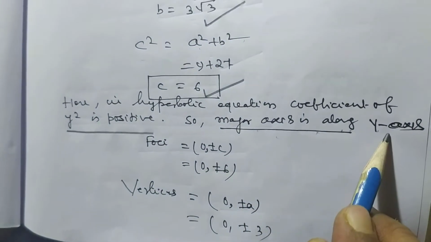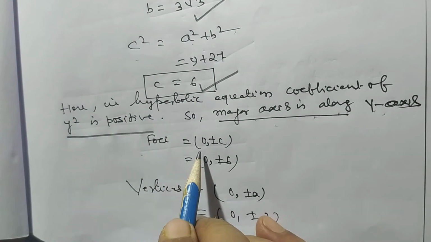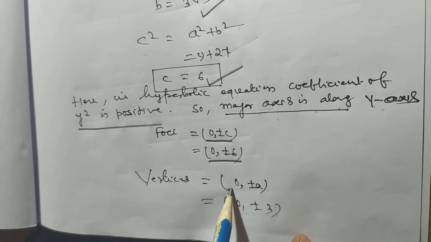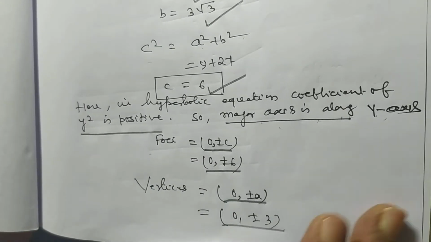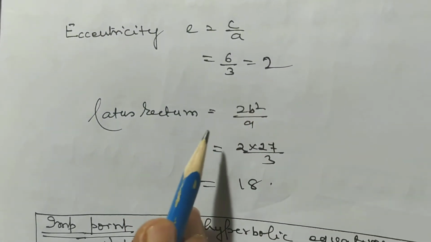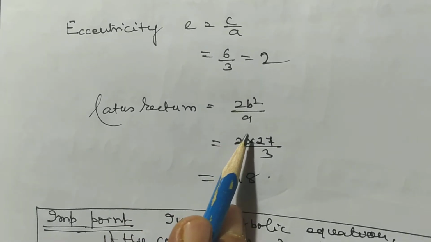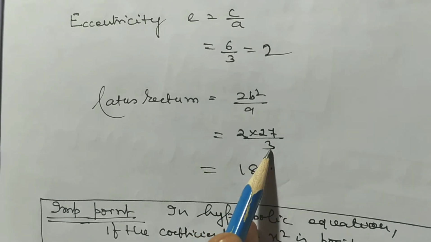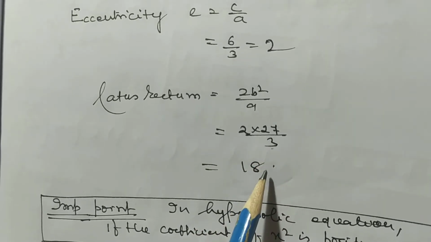The coefficient of y square is positive, so the major axis is along the y axis. Now foci is equal to 0 plus minus c, that is 0 plus minus 6. Vertices 0 plus minus a, that is 0 plus minus 3. So eccentricity is equal to c by a, that is 6 by 3, that is 2. Latus rectum 2b square by a, that is 2 into 27 by 3, that is 18.